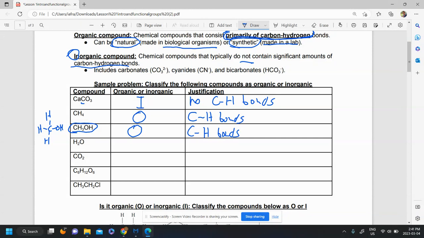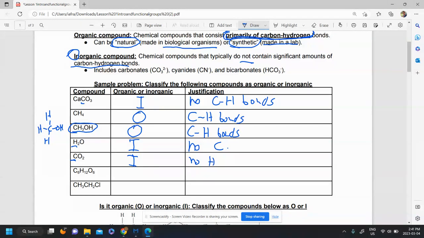Okay, let's take a look at H2O. H2O does have H, but there's no C. Since there's no C, this is considered inorganic. CO2 is produced by living organisms. You breathe it out. But remember, that's not the definition of an organic compound. The definition of an organic compound is that it contains CH bonds. So this has C, but there's no H. So CO2 is actually inorganic.